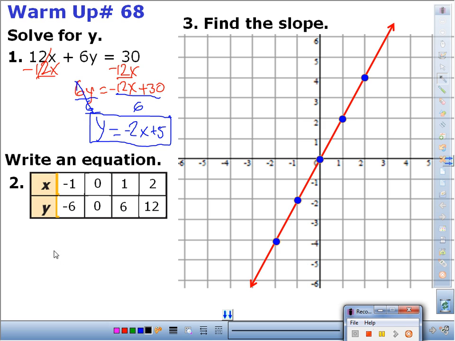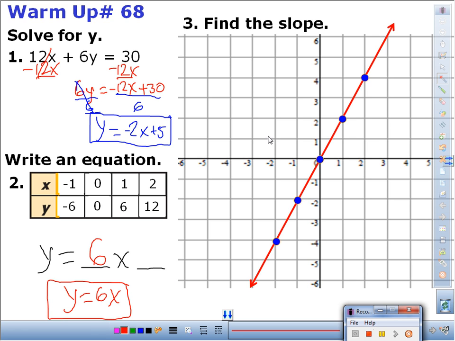Let's write our equation. Once again, to write an equation, just write y equals blank x blank. If it's multiplying or dividing, you write it here. If it's adding or subtracting, you write in here. So let's see. It was negative 1, it became negative 6. 0, it became 0. 1, it became 6. 2, it became 12. Who saw that it's being multiplied by 6? If it's being multiplied by 6, the 6 goes here. So my equation is y equals 6x.